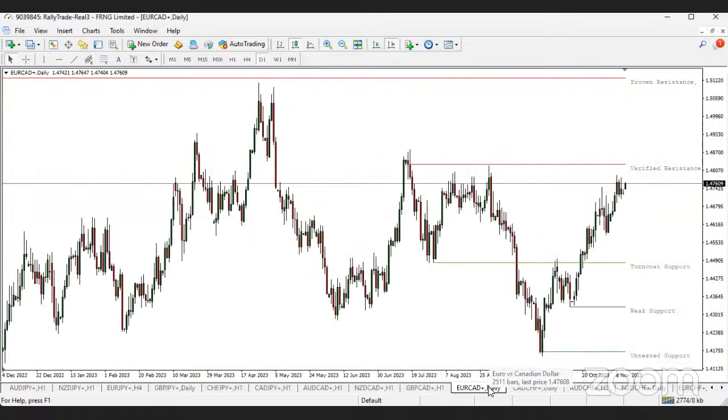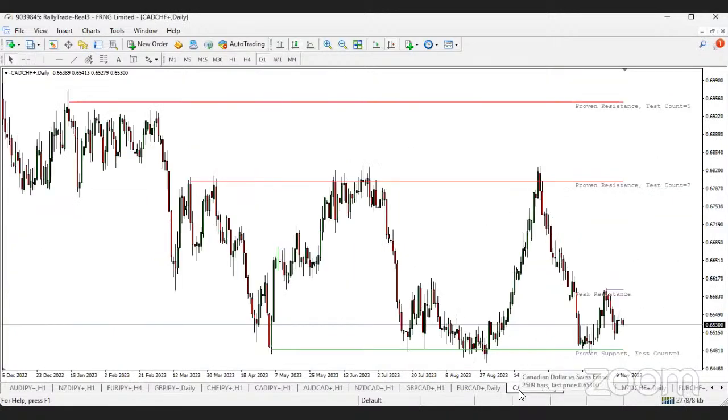Euro CAD is approaching the resistance. It's definitely overbought. Definitely we can buy. Canadian CHF has returned back to its consolidation. So for Canadian CHF, you want to be careful with it. They are both weak, but we expect one to be weaker than the other one. According to the technical evidence we have here, it might largely be this CHF, the Swiss franc, that would be weak.